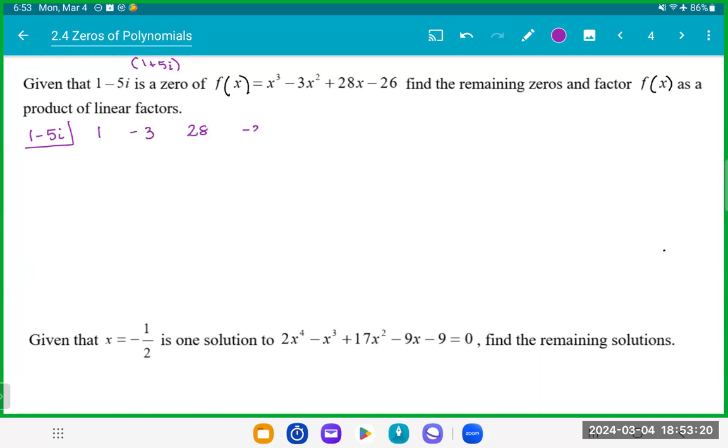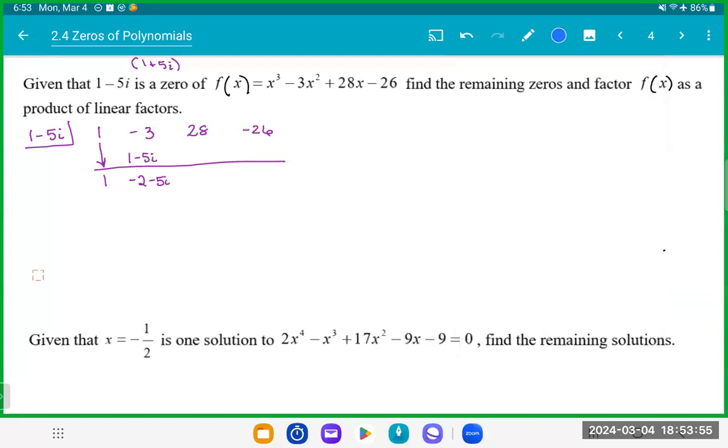28 and negative 26. Bring this down. So 1 times 1 is 1. 1 times negative 5i is negative 5i. When we add these together, we can't add an imaginary portion to a non-imaginary portion. So we just have 1 minus 3 is negative 2. And then we don't have any imaginary in the other part. So we would just bring that piece down. Okay.